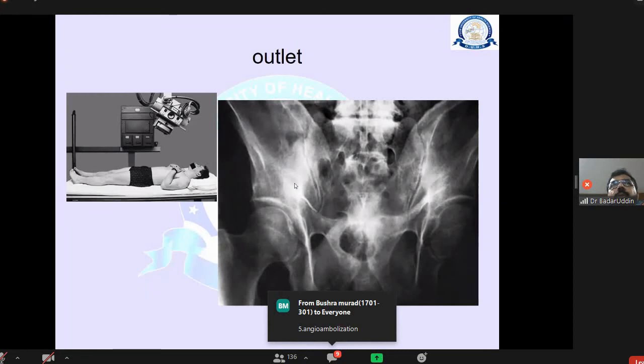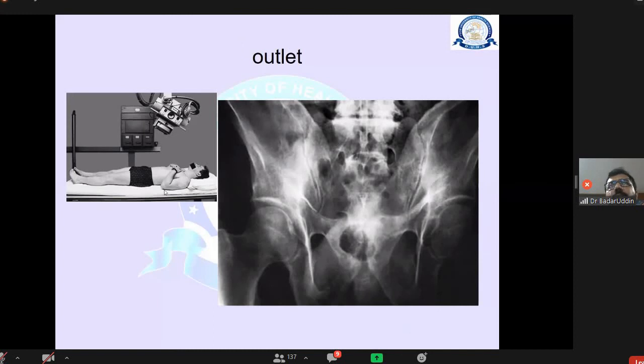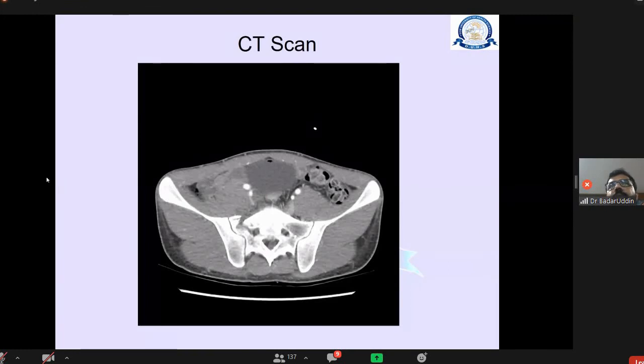So this is an outlet view. Now see, if you find something wrong after all these X-rays, we will do a CT scan. This is an axial view CT scan. How will you differentiate CT scan from MRI? CT scan shows bone whiter, while in MRI the bone looks gray. So whenever you see an image, try to decide whether it is an X-ray, CT scan or MRI. If the bone is whiter, it is indicative of CT scan. So this is an axial CT scan showing both sacroiliac joints, the sacrum, and both iliac blades.